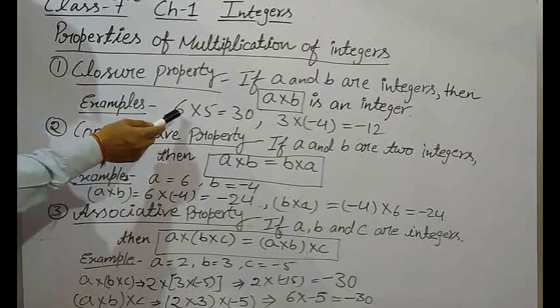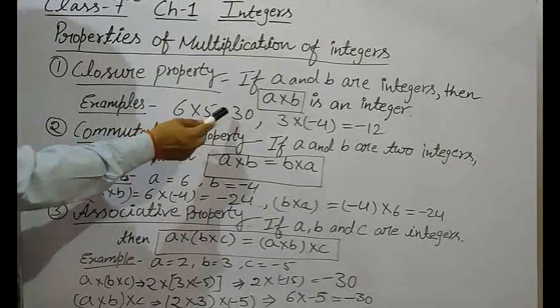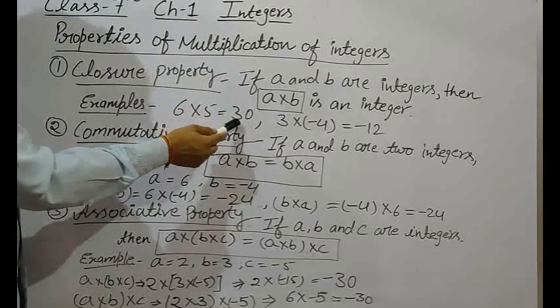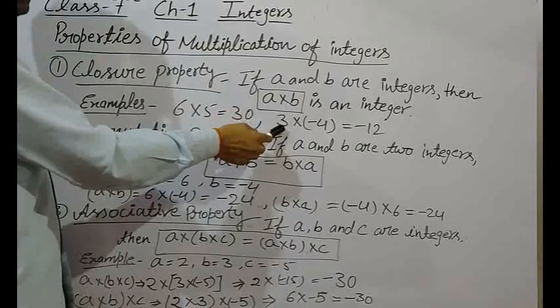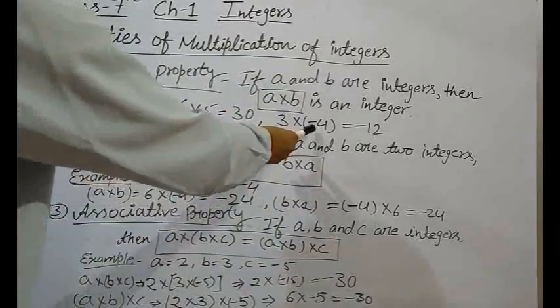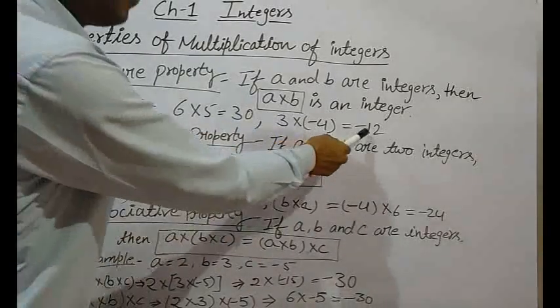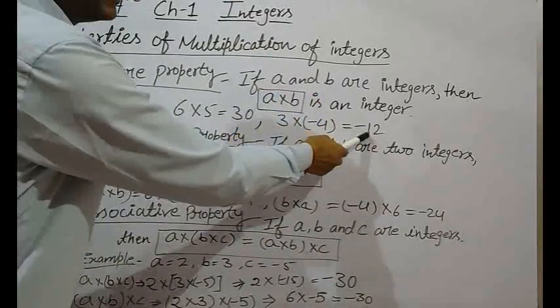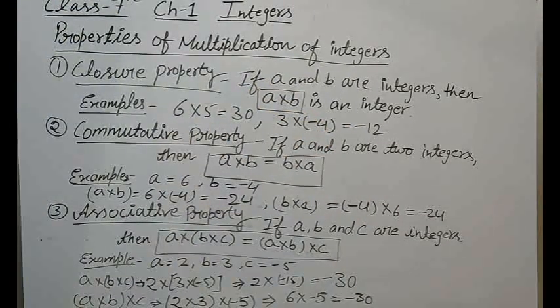We take one example. Suppose a is equal to 6 and b is equal to 5. After multiplying we get 30. So 30 is also an integer. Here again a is equal to 3 and b is equal to minus 4. Both are integers. After multiplying we get minus 12. So minus 12 is also an integer.